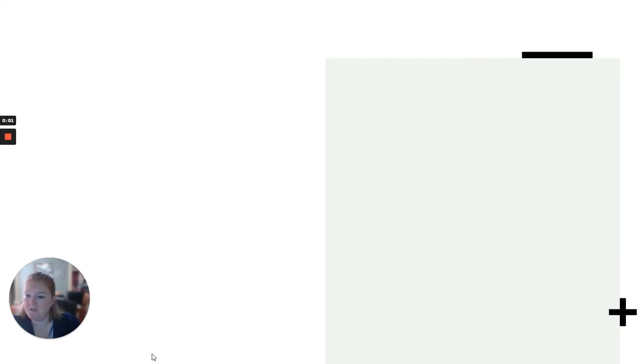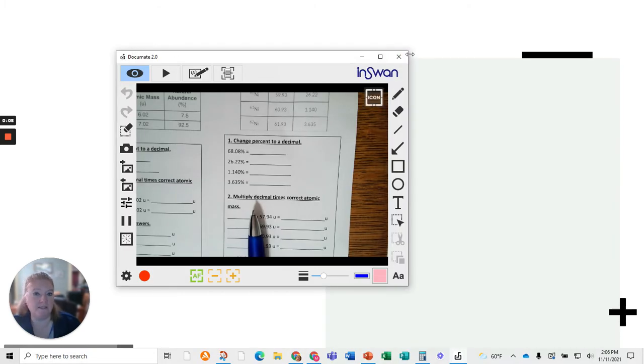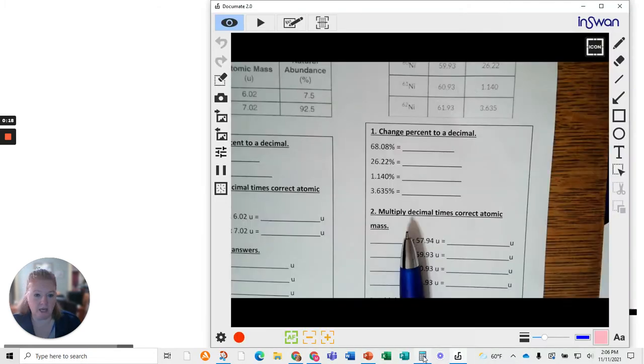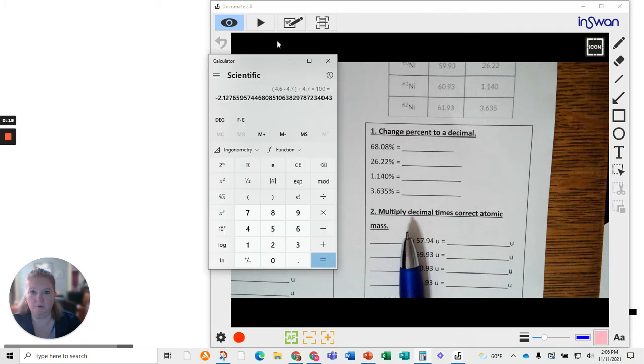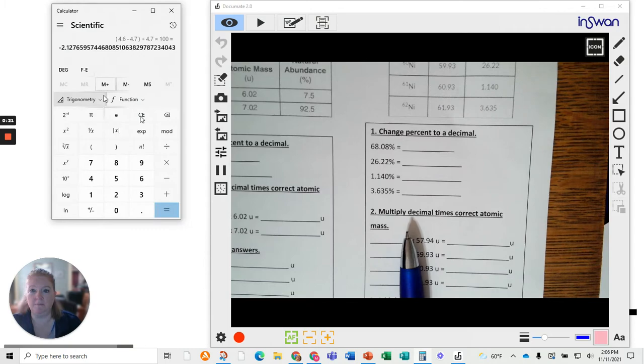Okay, I am going to walk you through some calculations for average atomic mass. So I'm going to go through the sheet that I gave you in class step by step for anyone who may have been absent so that you understand how to complete this. Okay, so I'm going to have up this and I'm going to pull up the calculator because these are the two things that we're going to need.